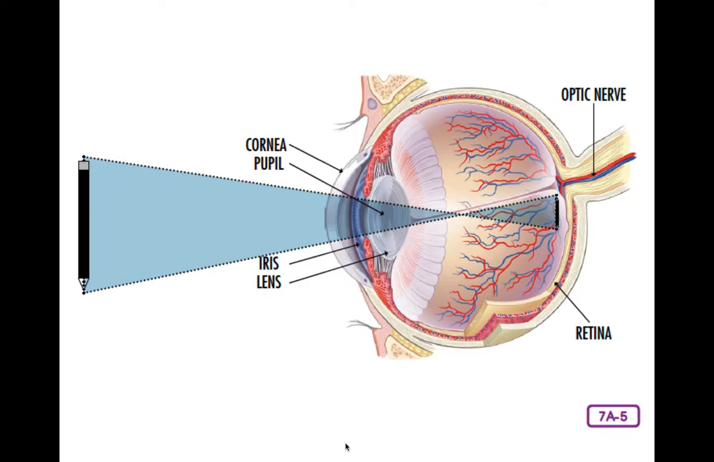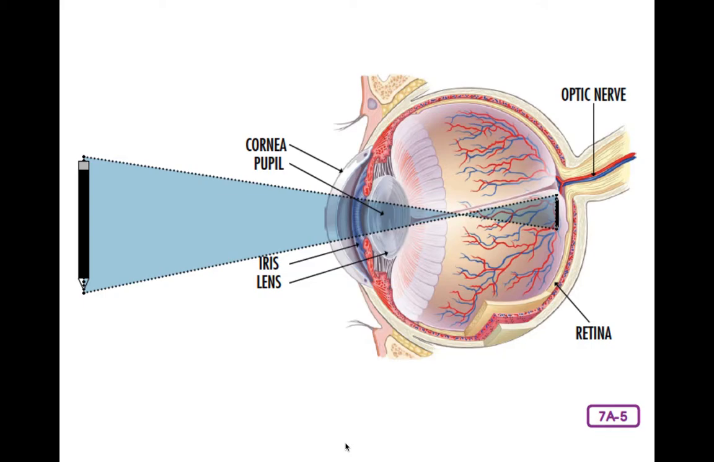Imagine that you're looking at a house. The sun shines down on the house. Light from the sun bounces off the house and travels to your eyes. Light rays bend towards each other as they pass through the cornea, the transparent tissue that covers the iris. This bending is the first step in focusing the light.